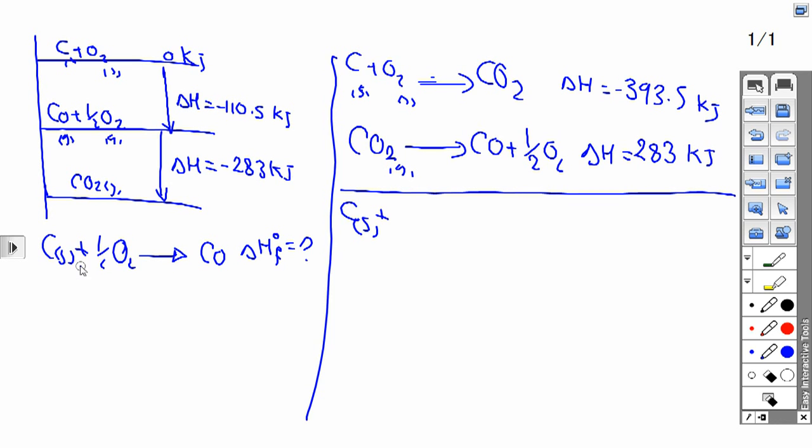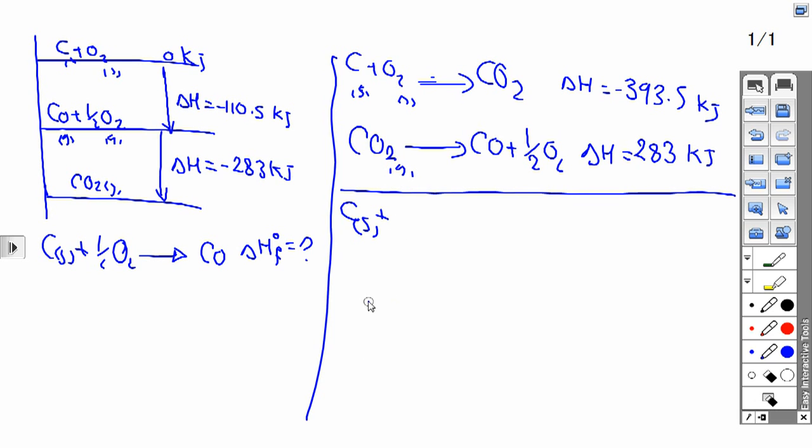How many carbon do we need? One carbon as a reactant. This one contains one carbon reactant, so we will use the first equation as it is. What about CO? How many moles of CO do we need? One, reactant or product? Product. One in the product. So we will use the two equations as they exist.